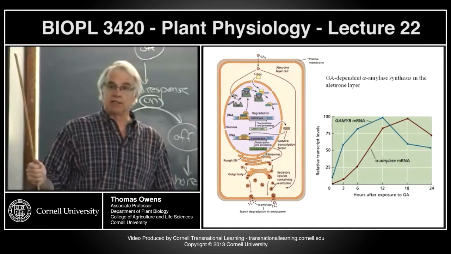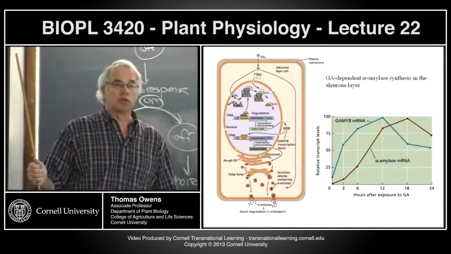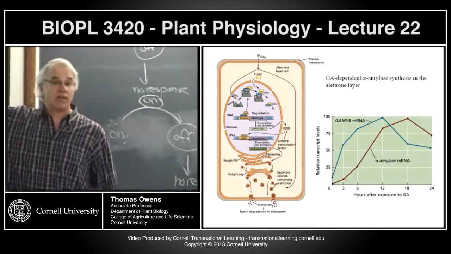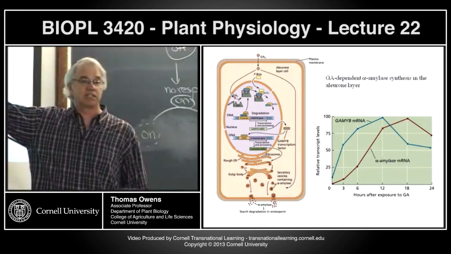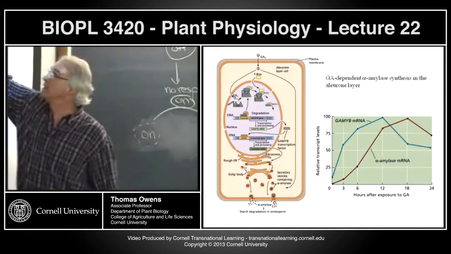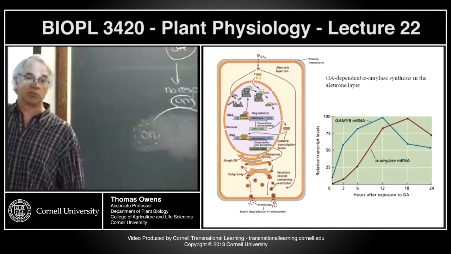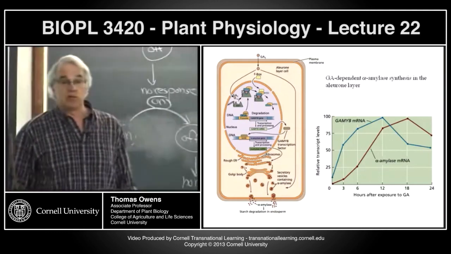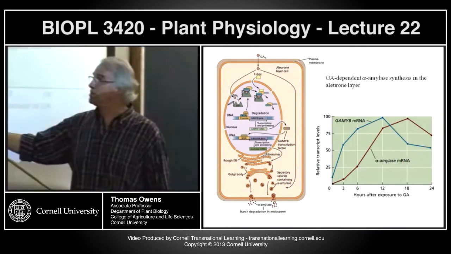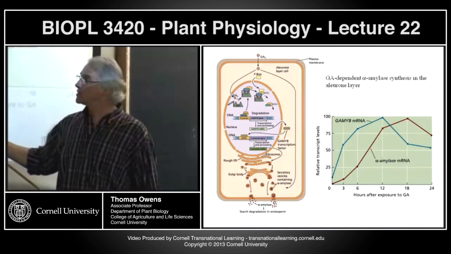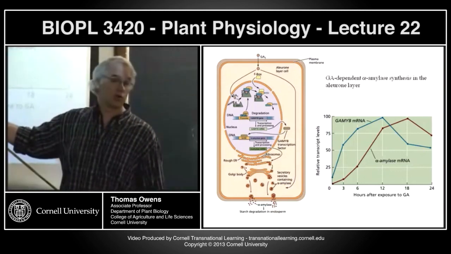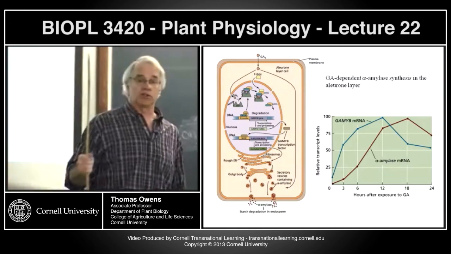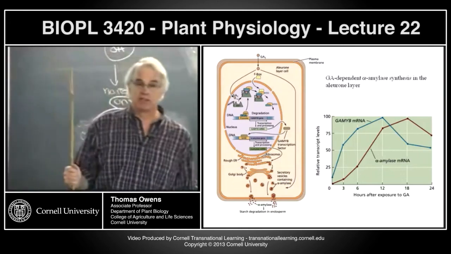So in the context that we talked about before of early and late genes, the gene that encodes alpha amylase is a late gene. It takes several hours from the time that these cells are exposed to gibberellins to when the alpha amylase gene starts to be transcribed. And the reason is that the transcription factors that control the expression of alpha amylase are the early genes. Those are the genes whose expression is turned on directly by the gibberellins.